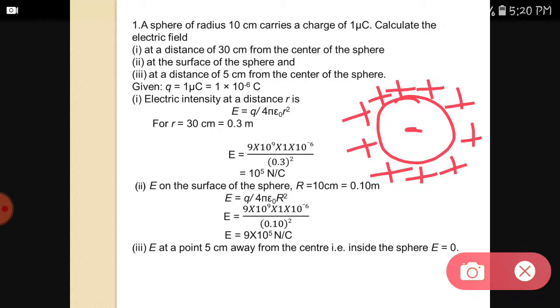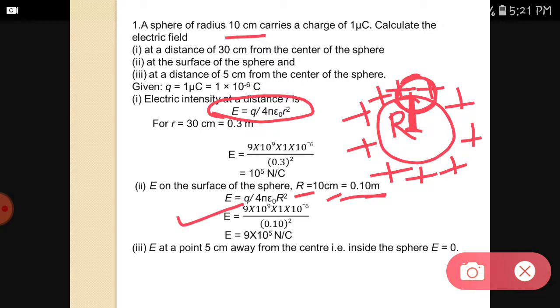and we are going to find intensity at this surface. So what will be the distance between them? It will be the radius. As the radius is given as 10 centimeter, we will be considering r as 10 centimeter. By converting it into meter, we get this. In the similar formula, we are going to put all the values here. We are getting the value as 9 into 10 raised to 5 Newton per coulomb.